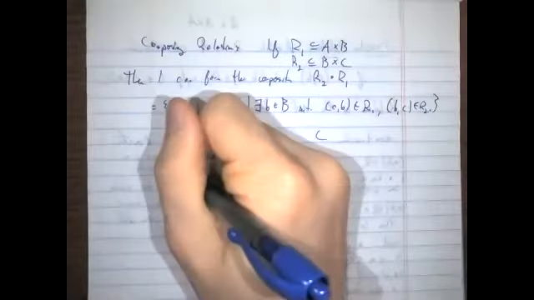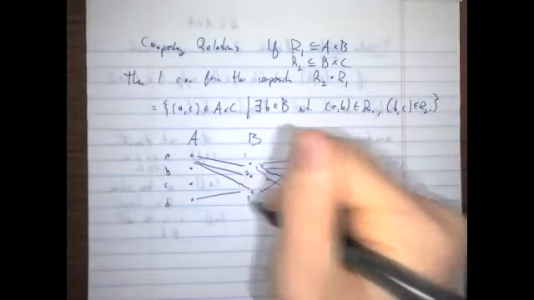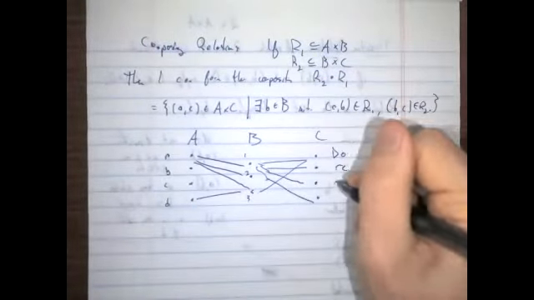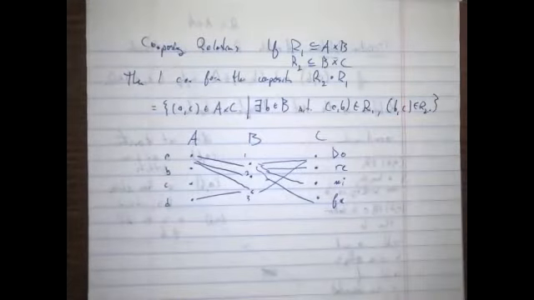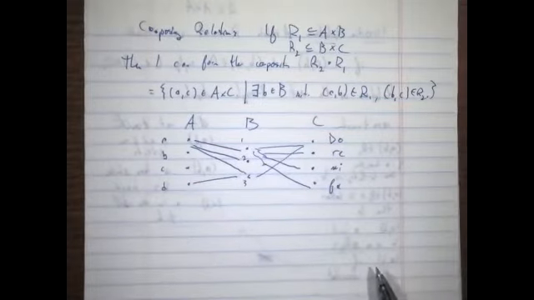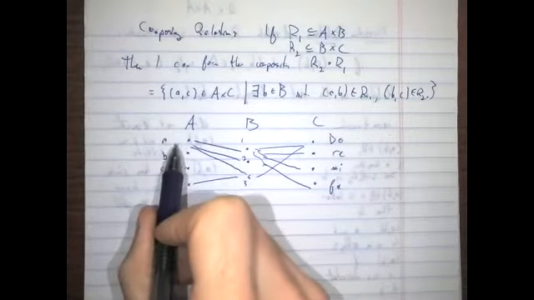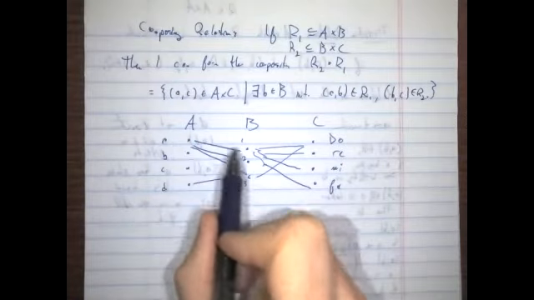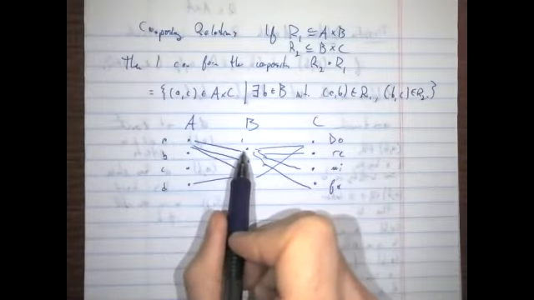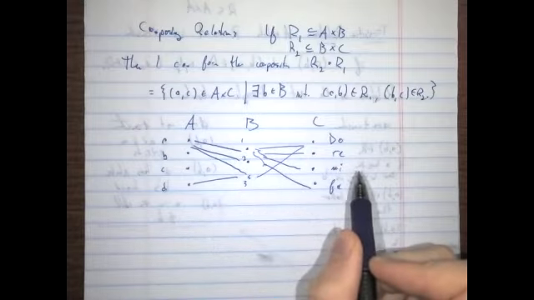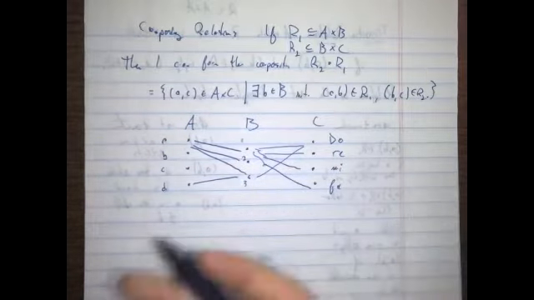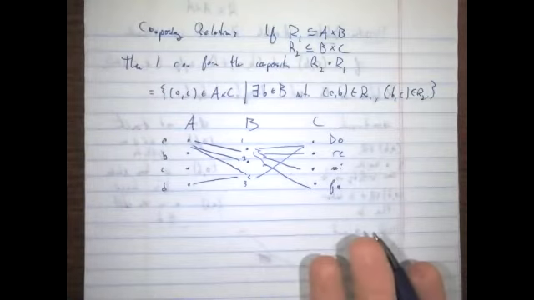Maybe I should give these names. A, B, C, D, 1, 2, 3, do, re, mi, fa, right? So now we can see precisely which elements are inside the composition of these relations. And they should be all the ways that you can follow a path first from an element of A to an element of B, and then from an element of B to an element of C, right? This is a natural way of thinking about composing relations.